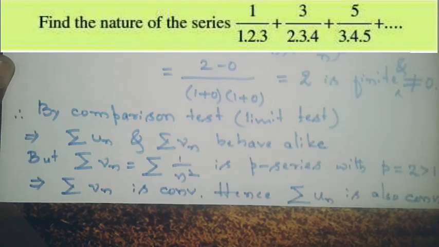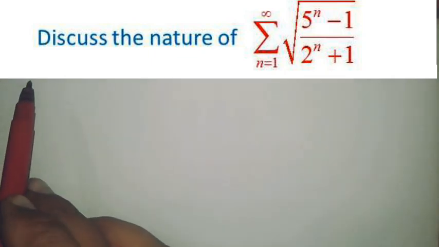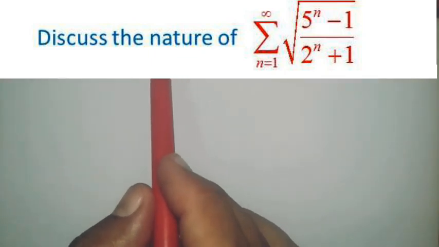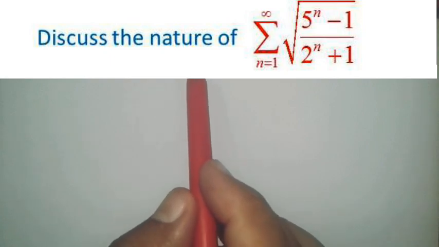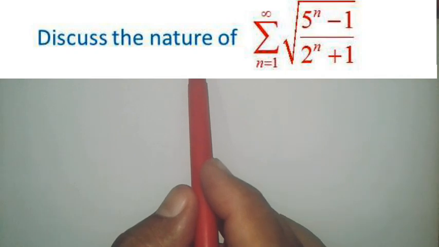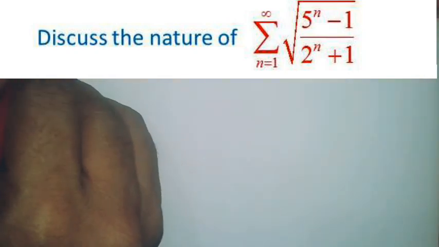We shall consider the second problem now. Let us consider the next example on comparison test. Here we need to discuss the nature of the series which has been given in the standard form, that is summation square root of 5 to the power n minus 1 divided by 2 to the power n plus 1. So here it is directly given. The given series is in the direct standard format.